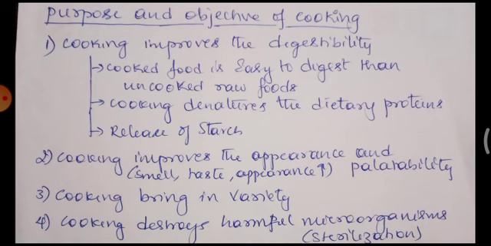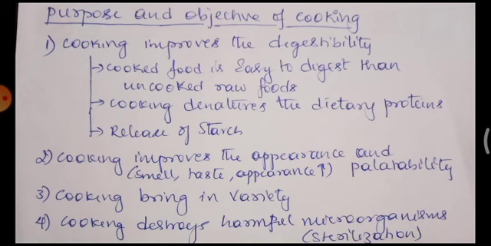Whenever we cook, the food becomes soft and easy to chew and also to digest, which helps in good digestion. So cooked food is easier to digest than uncooked raw food. Without cooking, if you eat food, digestion will take some time and it is not easy, whereas cooked food is easy to digest.